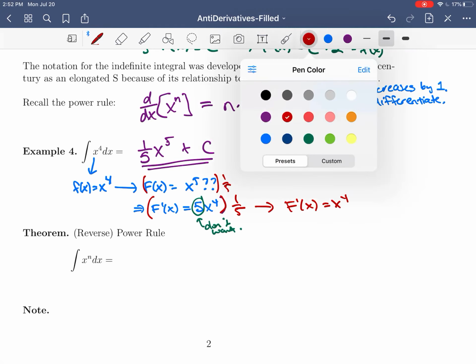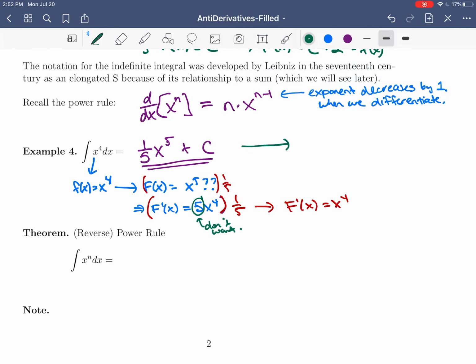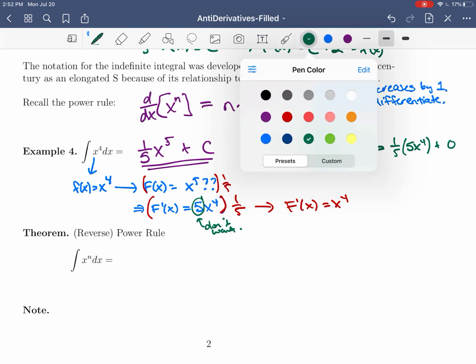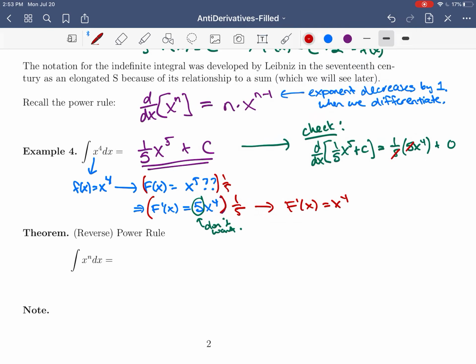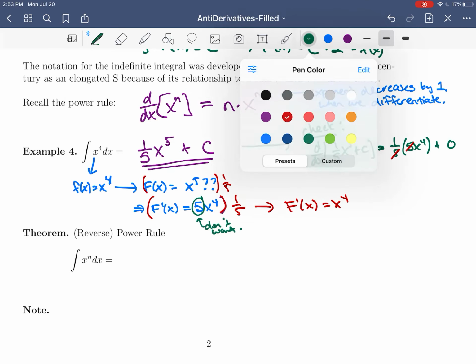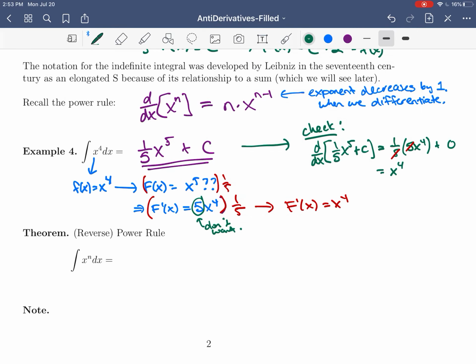Now let's just check that that works by taking the derivative. If I take the derivative of this, I'm going to have 1/5 times 5x to the 4 plus 0, because the derivative of the constant is 0. And then we can see that the 5 here and the 5 here are going to cancel out. And I'm just going to get x to the 4, which is my little f of x, which is what I wanted.